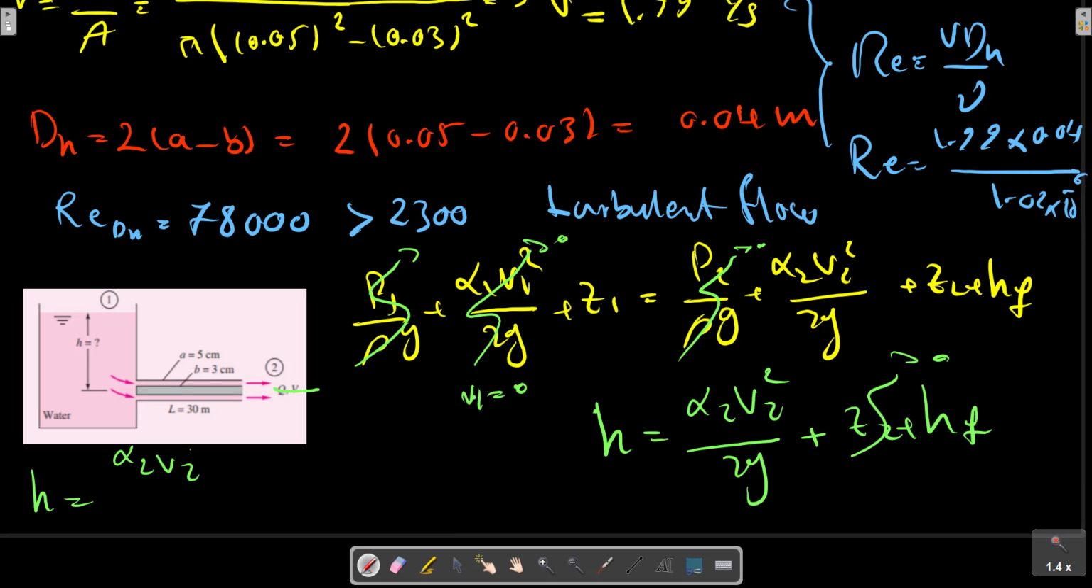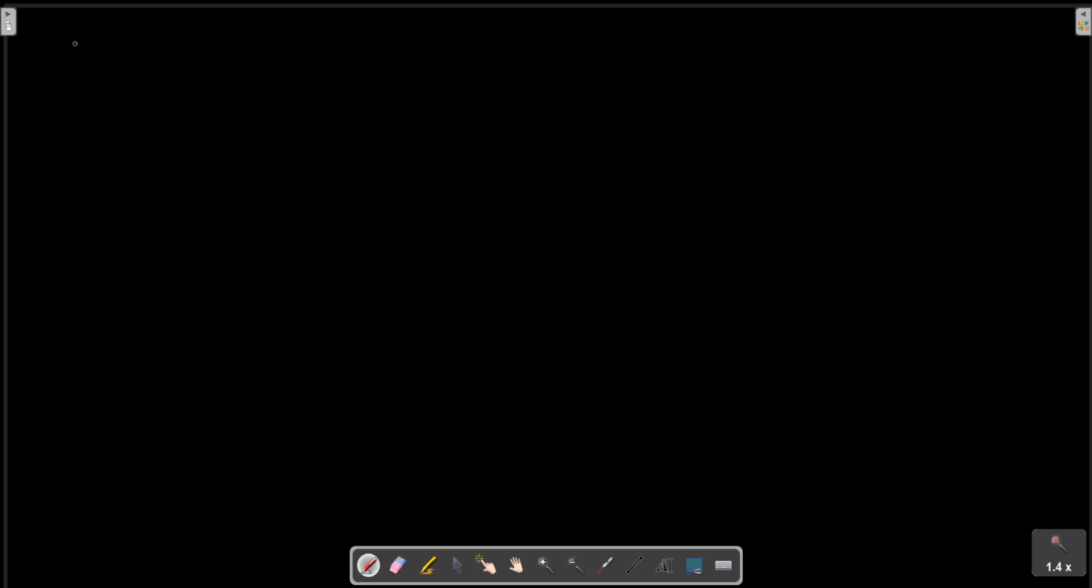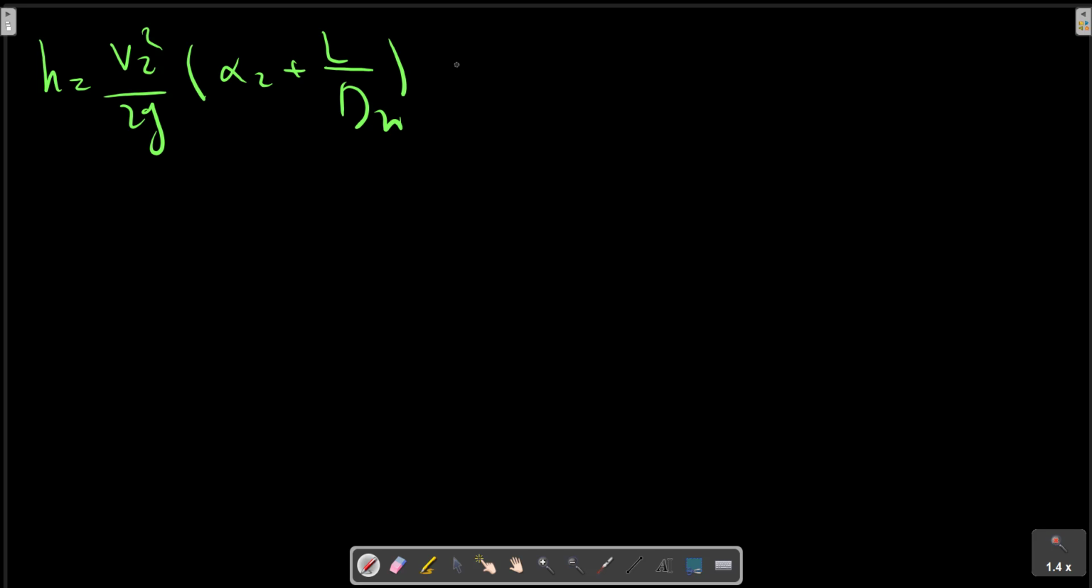Alpha 2 V2 squared. We have a relation for the head loss for the pipe, which is f L on DH times V2 squared on 2g. With the simplification, we can write HF is... we can assume that alpha 2 is approximately 1.03, and there is also f here.